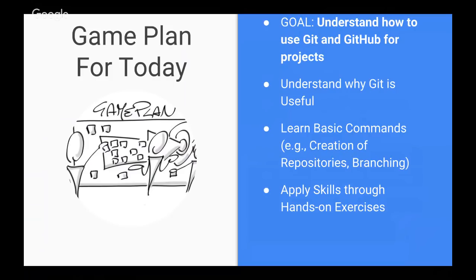So what's the game plan for today? The goal is that I want every one of you here to have a good grasp of what Git and GitHub is, and I want you to be empowered to use it for your own personal projects or any work that you're doing. I hope to explain the intuition behind Git and why it's helpful. We're going to be learning the basic commands, like how do you create a repository? How do you branch? And so on. At the same time, we're going to be applying all the things that we learn through hands-on exercises so that you get a feel for how it works. It's not just theory, but something that you can practice and have experience doing.